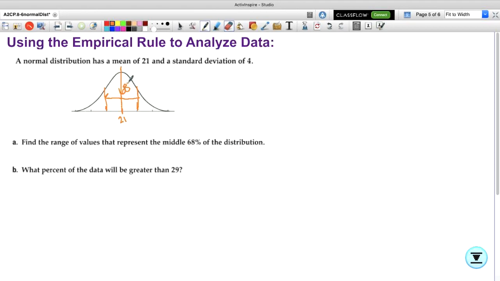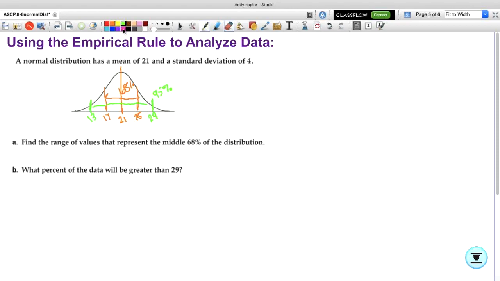And you can look back at your notes. You don't have to memorize this, okay? You have notes for a reason. That's going to be 21 plus 4, or 25, and 21 minus 4, which will equal 17. Now that represents 68%, but let's say we want to go out to 95%. That's 2 standard deviations above or below. So I would do 21 plus 4 again, which is going to give me a 29. And I would do my mean minus 4 again, which is going to give me 13. And that's going to represent 95% of people.